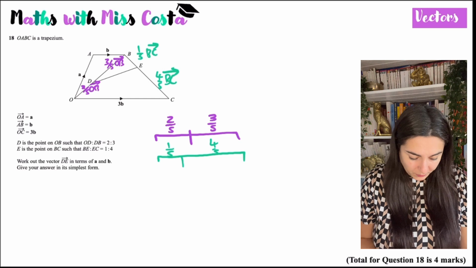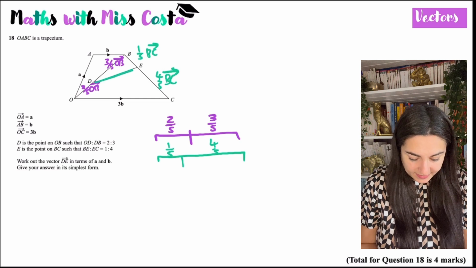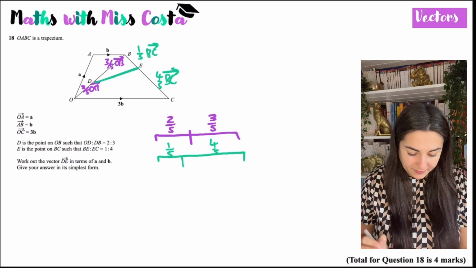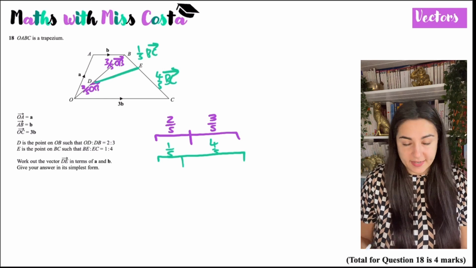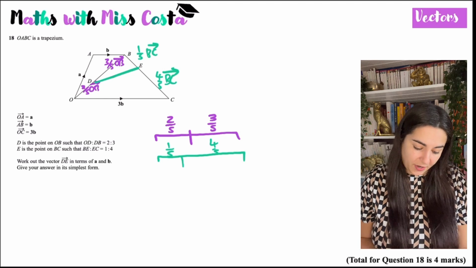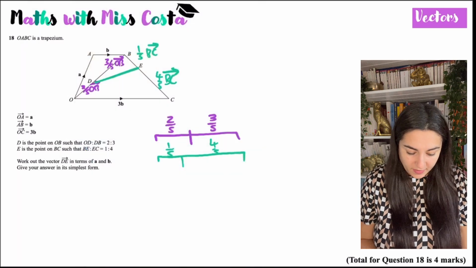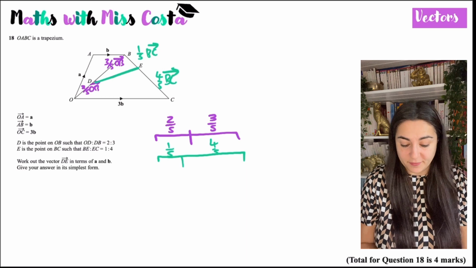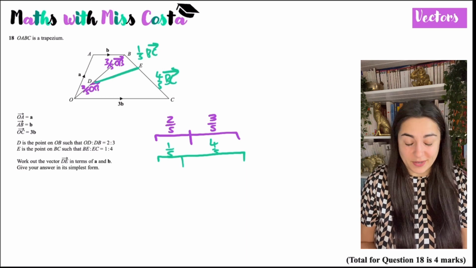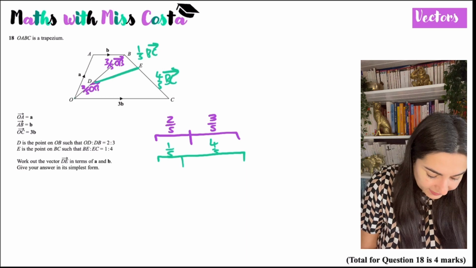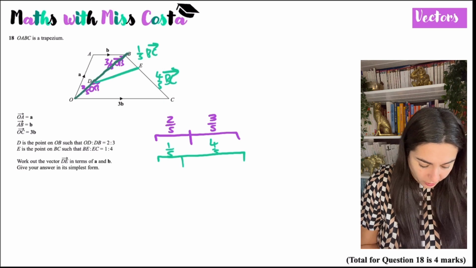What we want to do is work out the vector DE, so this part here, in terms of A and B, and give your answer in its simplest form. Okay, so that's obviously a little bit of a tricky route. So we're going to think about the routes that we already know. So we're dealing with the lines OB and BC because they're the ratios that we've been given. So first things first, let's work out what OB is.